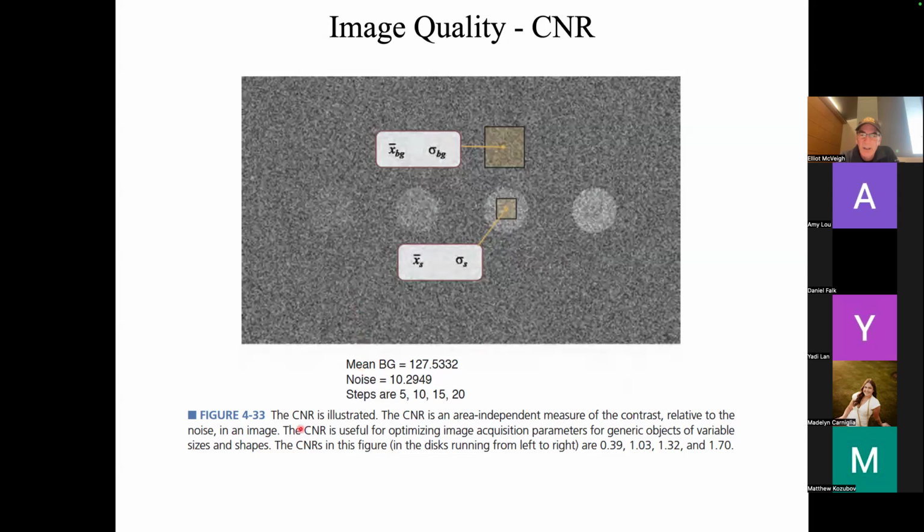Okay, CNRs in this figure. I was going to say these CNRs are not 5, 10, 15, 20. So the CNRs of these disks, just to give you an idea, the really good one is 1.7, then 1.3, 1, and 0.39. So at 0.39, you can't even see it. The reason you can see those disks with such low signal to noise is that when you squint, you integrate the pixel values inside this circle, and your brain's pretty good at doing that. But that's down in the very low end of the signal to noise.